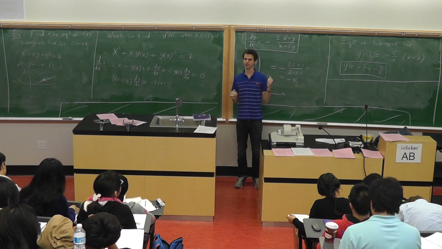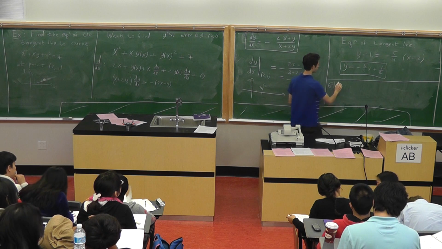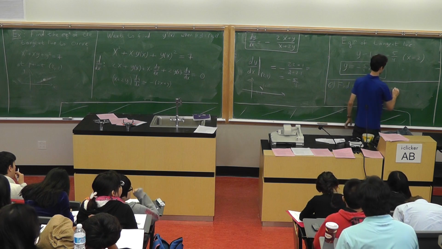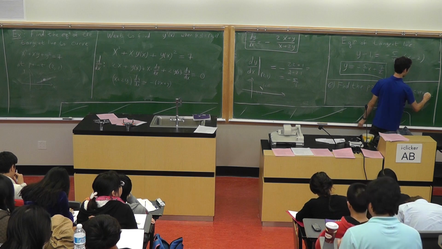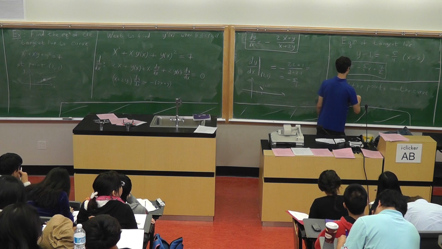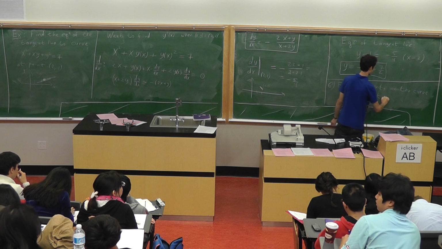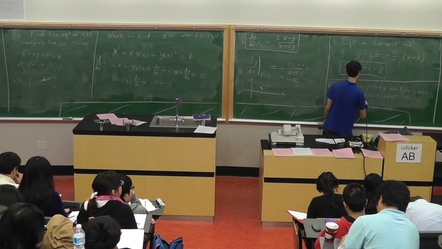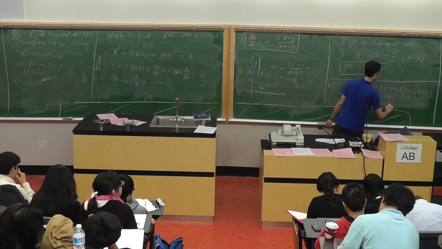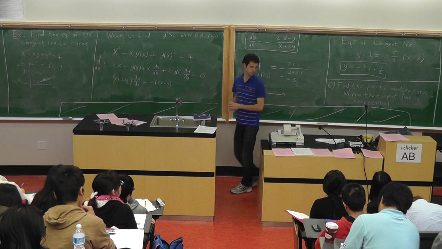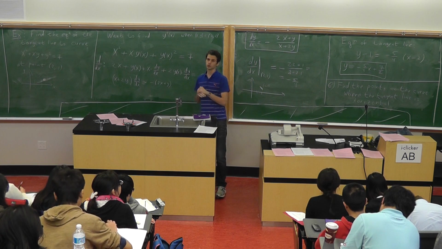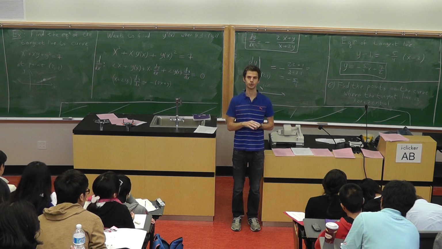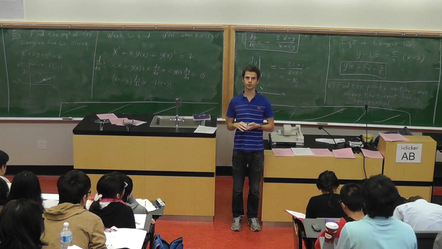Let me give you the next part of the question. Part B, find the points on the curve where the tangent line is horizontal. So now the question is not about finding the slope of a tangent line, it's vice versa. The slope is given to you. Tangent line should be horizontal. The question is, what are the points?